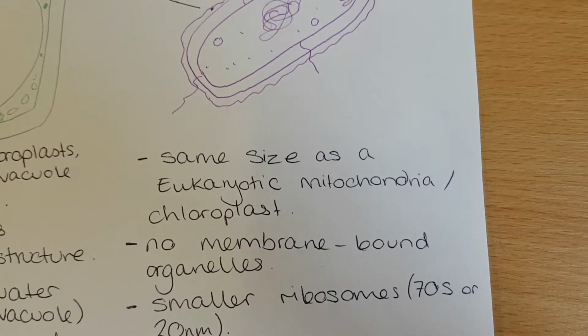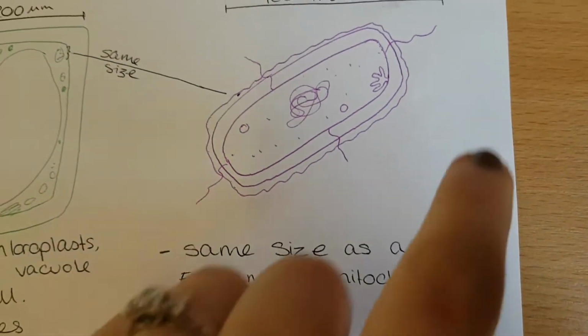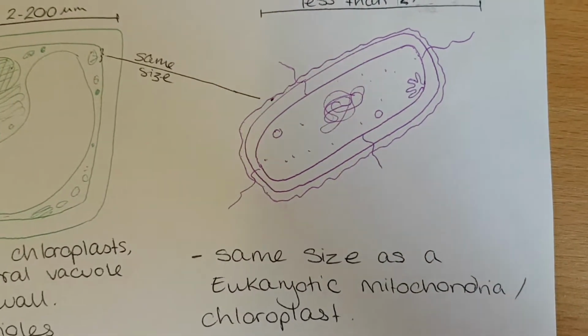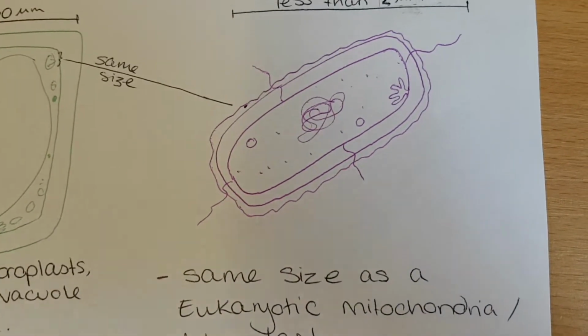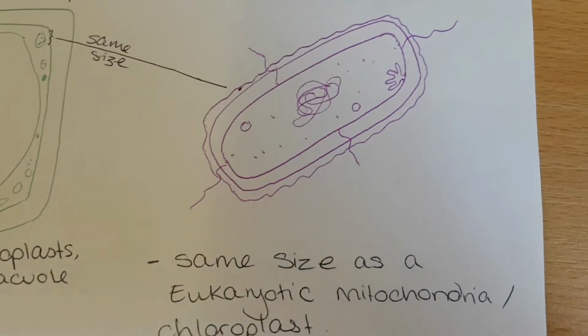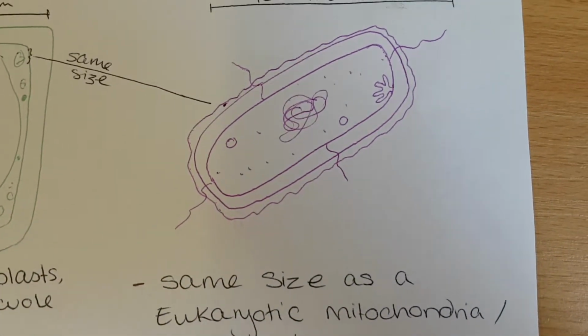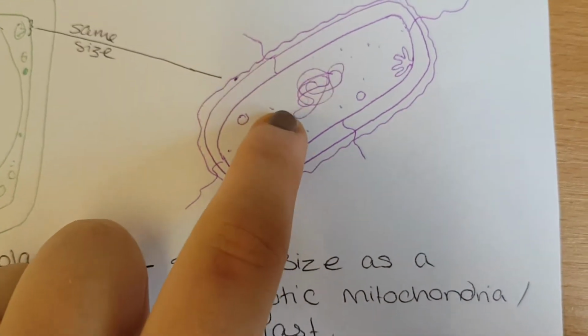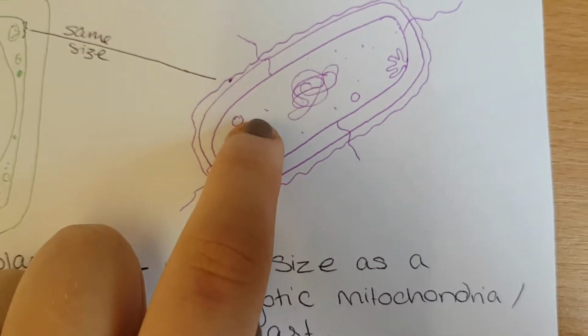They've got no membrane-bound organelles. To replace those, they have this little infolding called a mesosome, which is where all the reactions that would normally happen in smooth and rough endoplasmic reticulum, chloroplasts, mitochondria, all those reactions just take place on this one place, the mesosome. Got no nucleus, no other organelles apart from ribosomes.